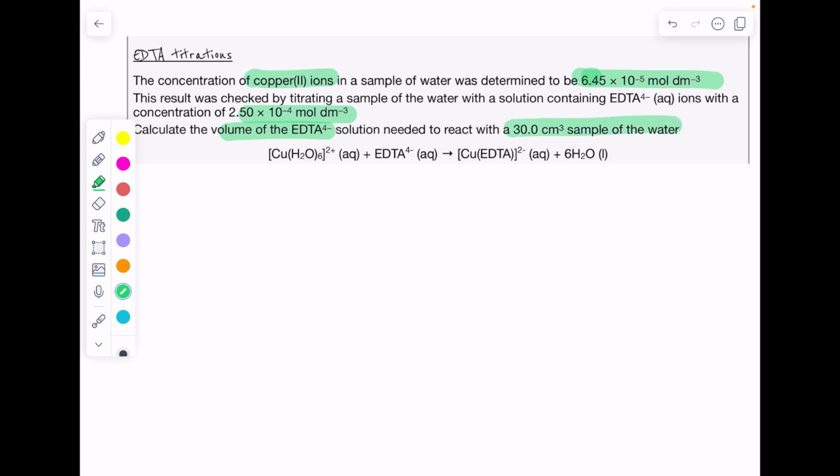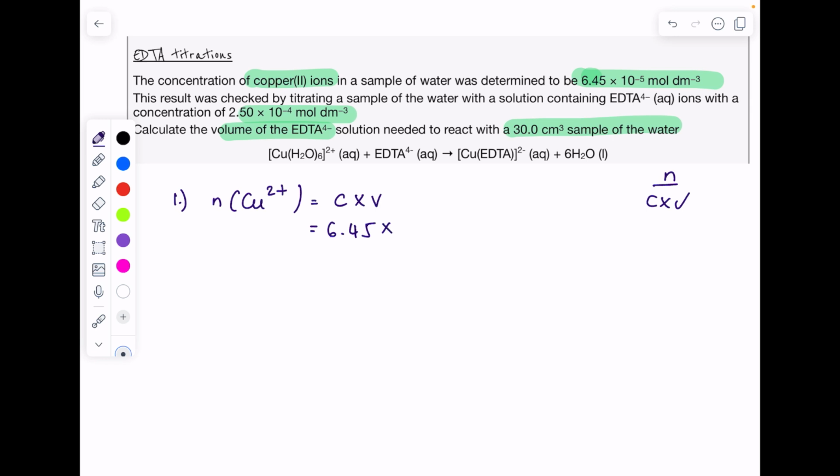The first thing we're going to do is find the amount of copper 2 ions present in the sample. We'll use the balanced symbol equation to calculate the number of moles of EDTA4- required to react fully with the copper 2 ions, and that will enable us to calculate the volume of EDTA needed. So we'll start by finding the number of moles of Cu2+ ions in the sample.